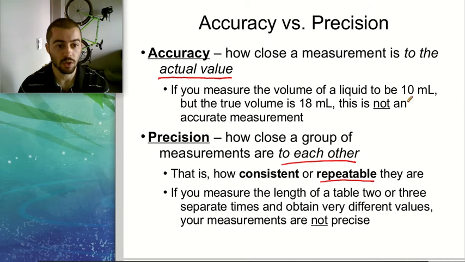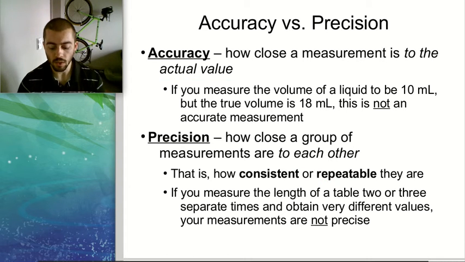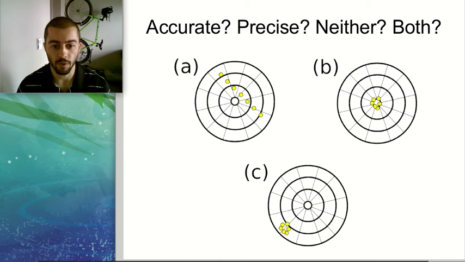Accuracy, are we close to the real value, the true value? And then precision, are we able to repeat our measurements consistently and have our measurements be close to each other? Okay, so for each of these examples, try and decide if they're accurate, precise, maybe they're neither, maybe they're both. So pause the video real quick and try and decide for A, B, and C here if these measurements are accurate or precise, or both, or neither.